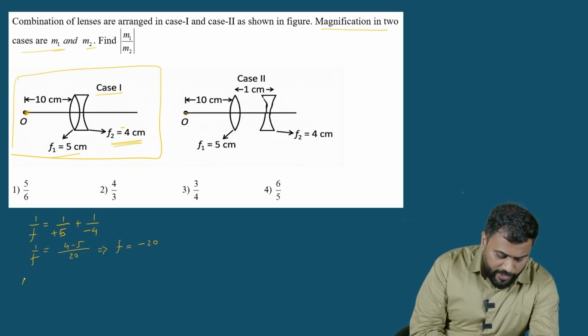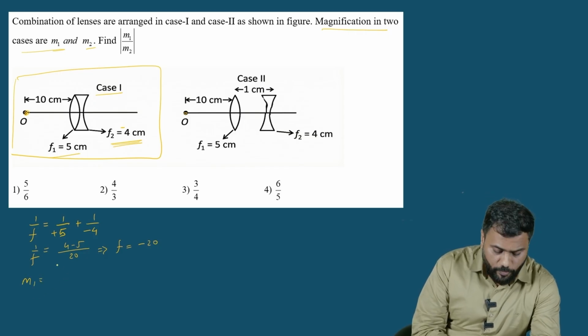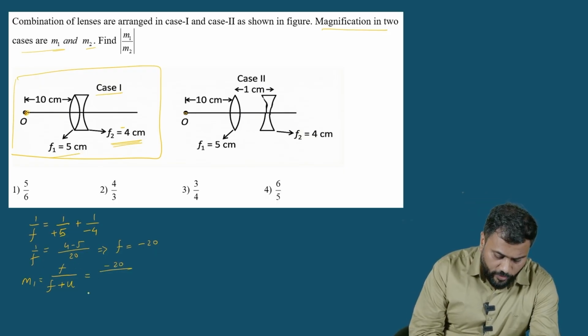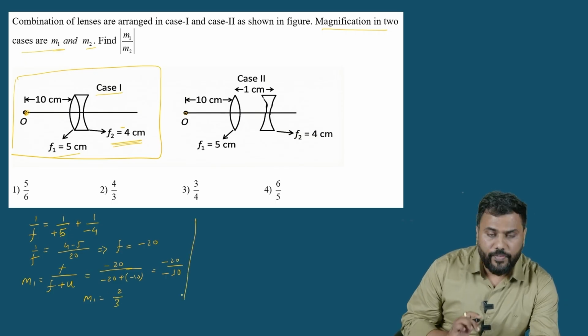Now we need to find magnification. If you know the magnification formula in terms of focal length, it is f upon f minus u. For lenses, we should use plus u. For mirrors, we should use minus u. So just put the values. Focal length is minus 20. U value is minus 10. Solve this. It is minus 20 by minus 30. So magnification in the first case is going to be 2 by 3. This is the case 1 magnification.